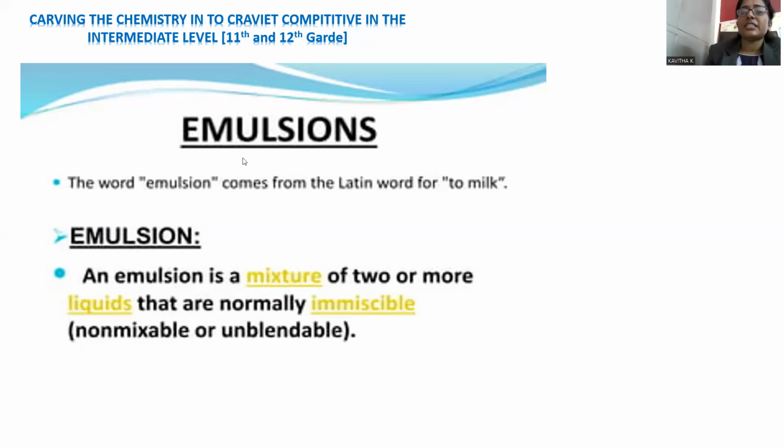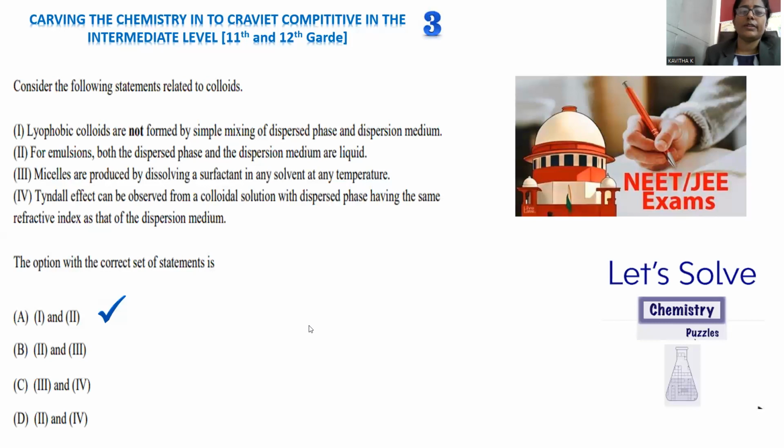Among all, emulsion is one kind. Emulsion is the kind of colloid where the dispersion phase is a liquid and the dispersion medium is also a liquid. Milk is the best example for this emulsion, where the dispersion medium is water and the dispersion phase is fat. Fat dispersed in water, both are liquids only. That's the reason why the best example for emulsion is milk, and both are liquids only. That will be the correct explanation.